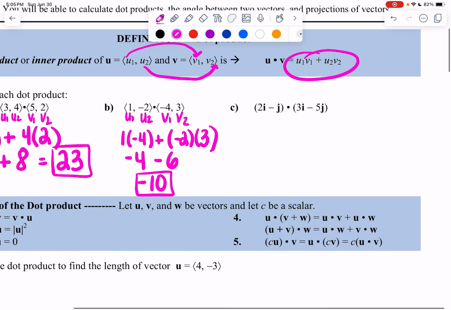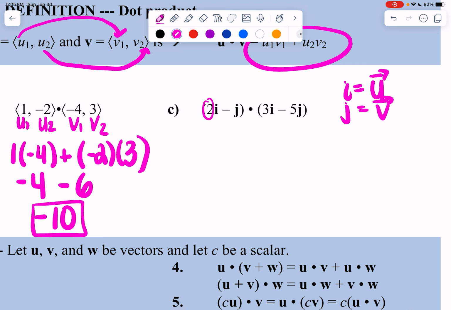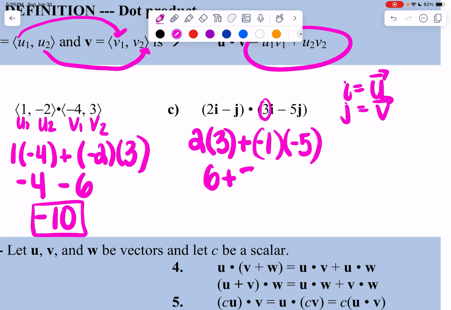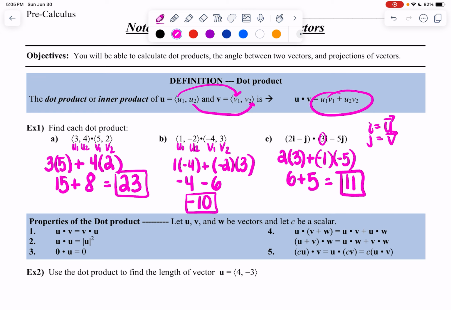And then the final way I would show my students is what happens when you have i and j. I would say that i encompasses the u vector, and then j encompasses the v vector. So we're just going to multiply, i.e. the coefficients out front. So I would start with that i vector is 2i, so you multiply 2 by the coefficient in front of i in that second vector, which is 3. And then from there, I would just add, since this is a negative j, it'd be a negative 1, and then times a negative 5. So in other words, you get 6 plus 5, and so that would be 11. So that's how the dot product is done.